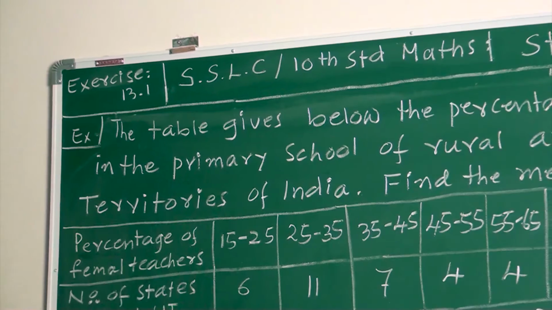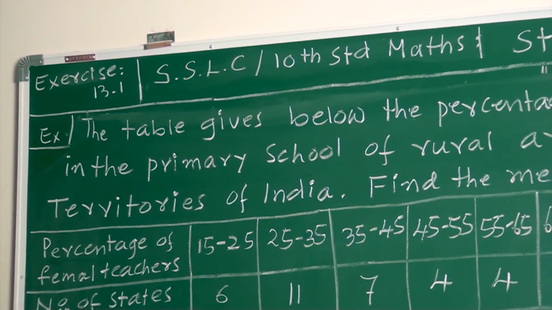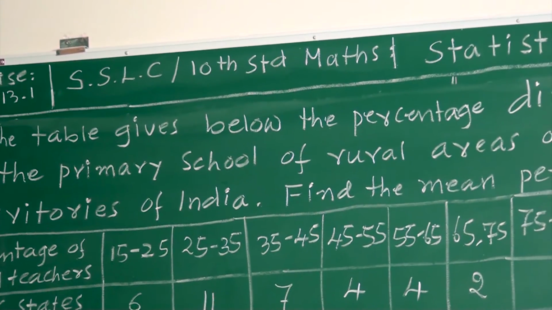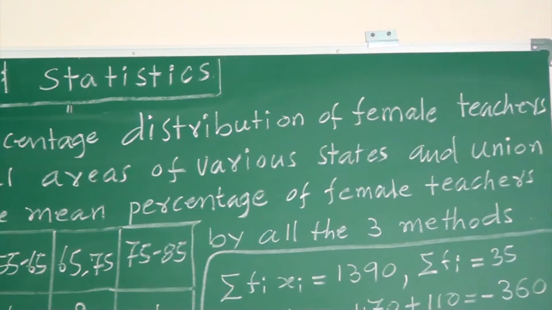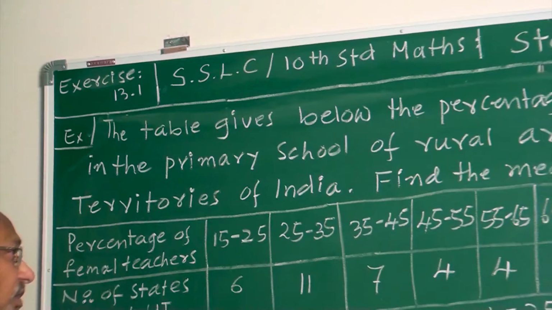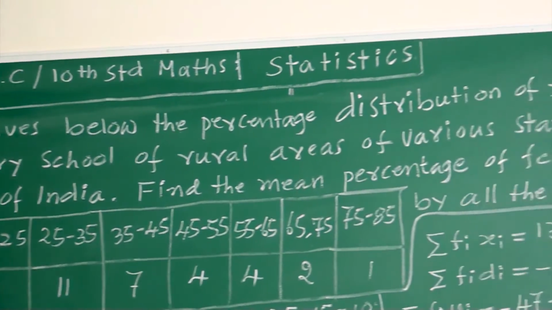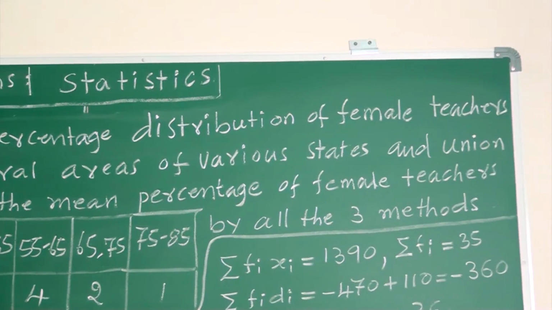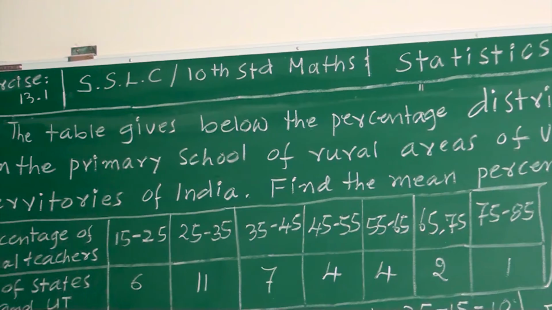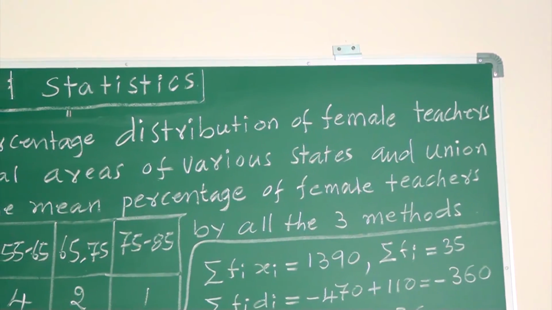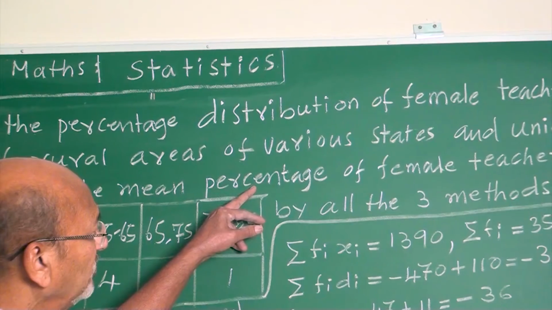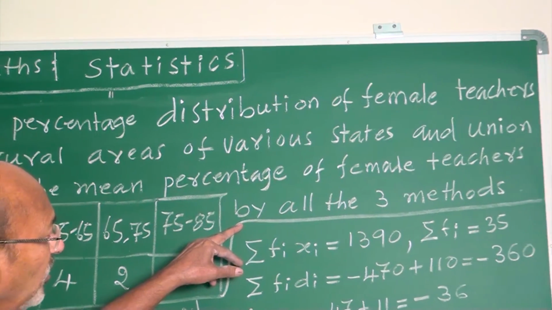This is the example. The table below gives the percentage distribution of female teachers in the primary schools of rural areas of various states and union territories of India. Find the mean percentage of female teachers by all the three methods.